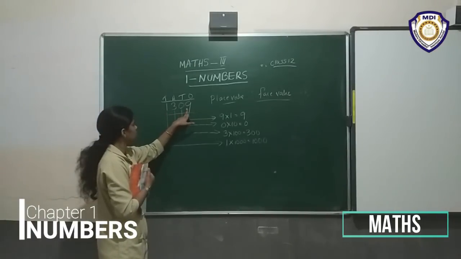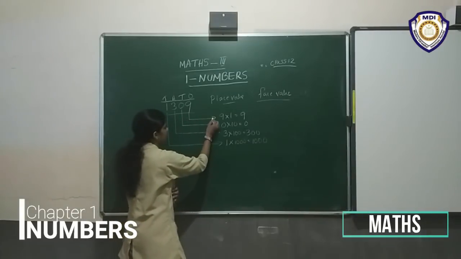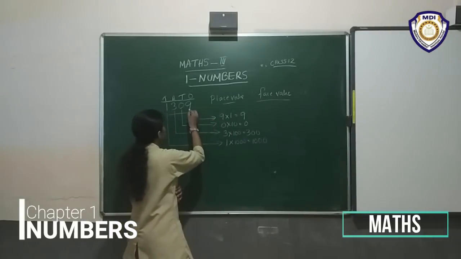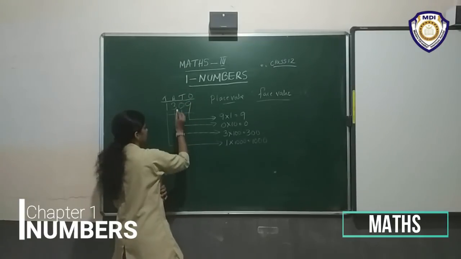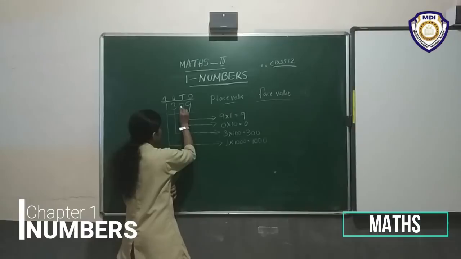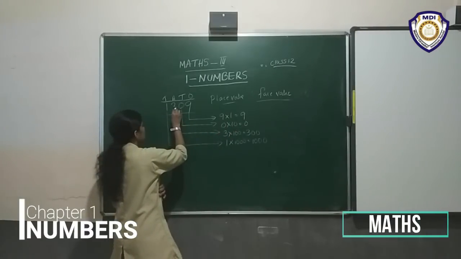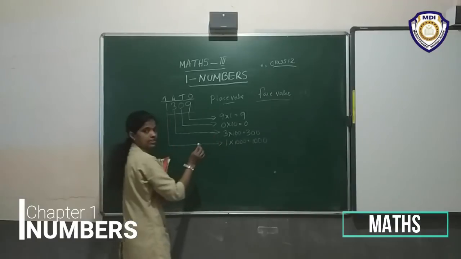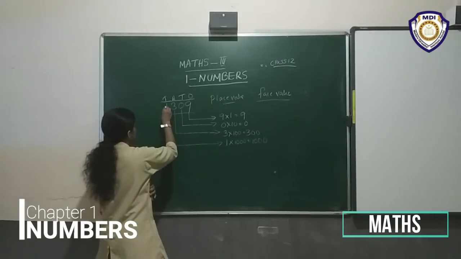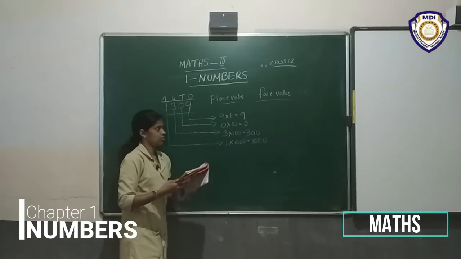Listen here. Find out the place value of 1309. Place value of 9. 9 is in the ones place. Place value of 0, 0 into 10, 0. Place value of 3. 3 is in the hundreds place. 3 into 100, 300. Then 1 is in the thousands place. 1 into 1000, 1000. Okay.